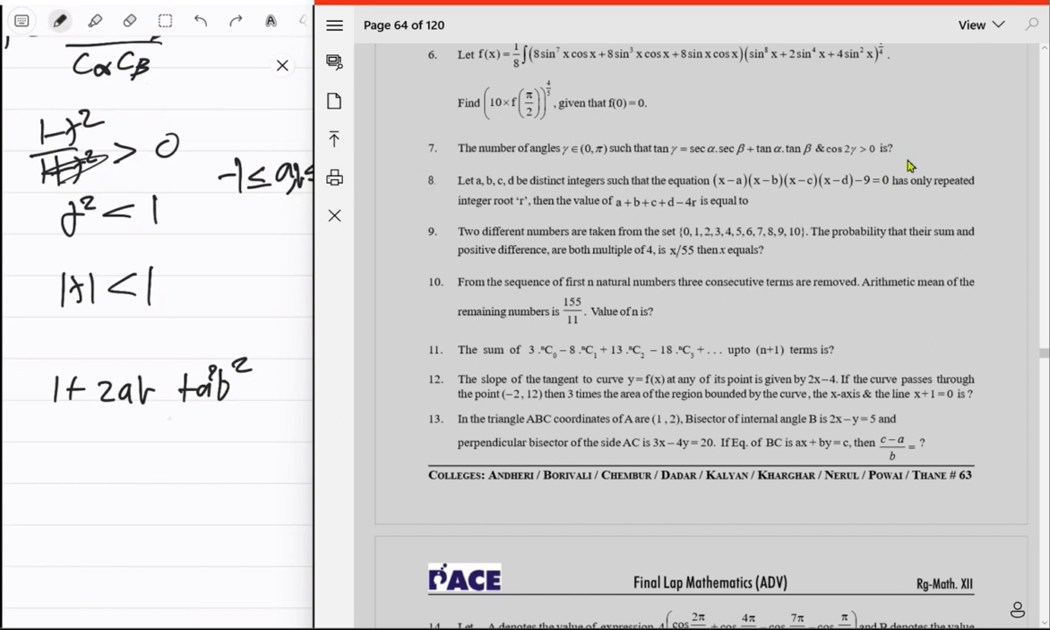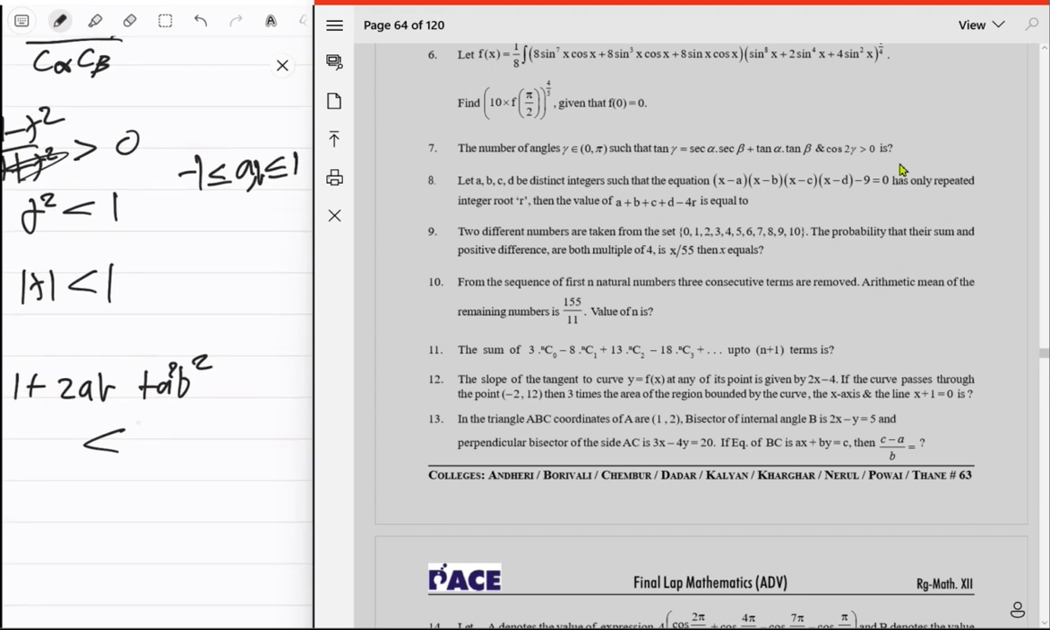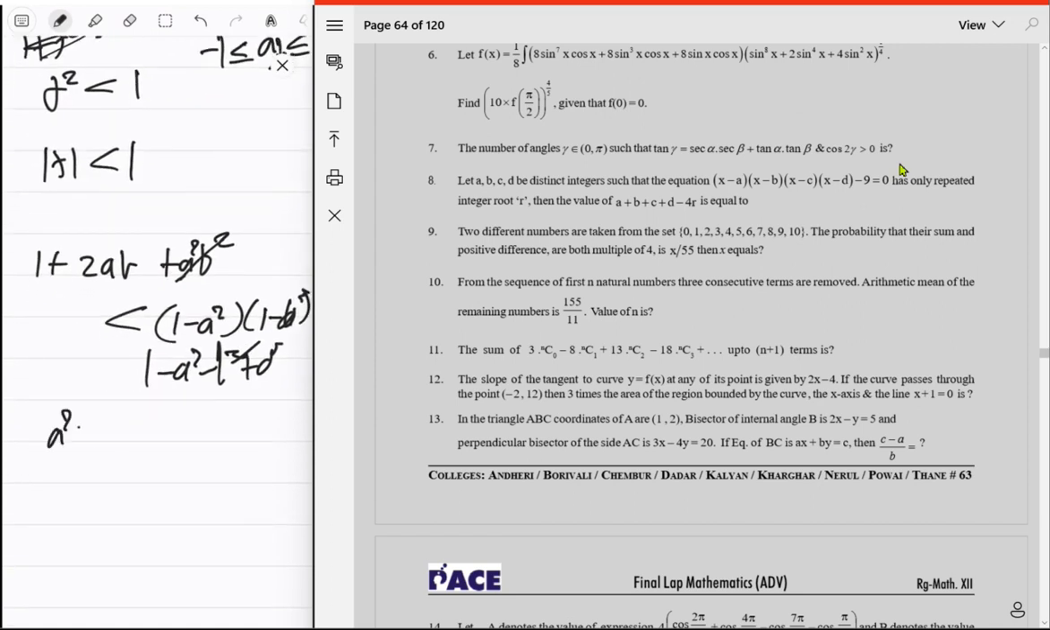0 to pi बोल रहा है, and it's strictly less than, so that way just 1 minus a squared times 1 minus b squared, which is 1 minus a squared minus b squared plus a squared b squared. So these two cancel, which gives a plus b का square less than 0. That is actually never happens except अगर ये equal हो जाए, then maybe somehow.